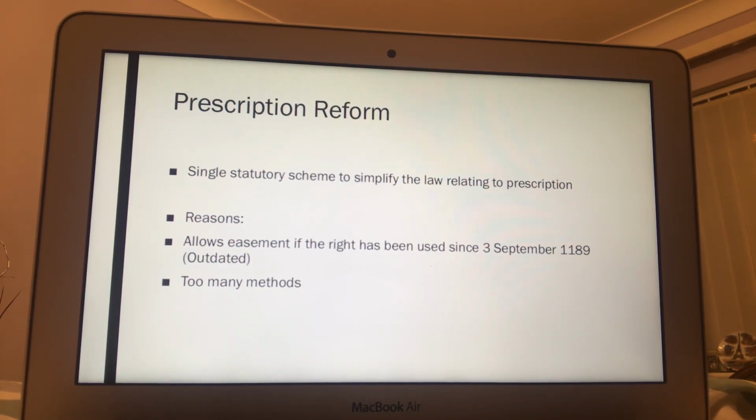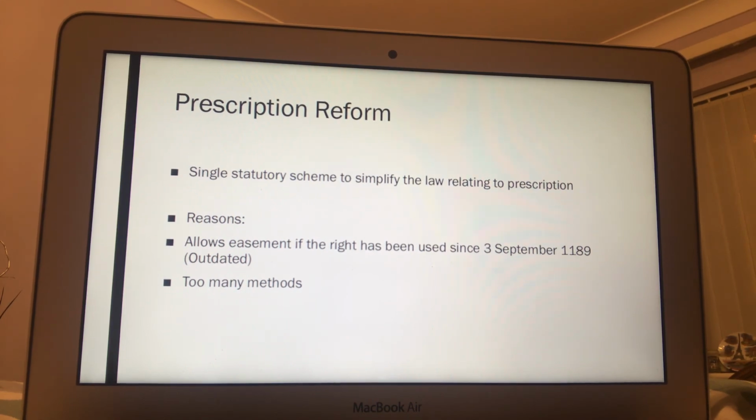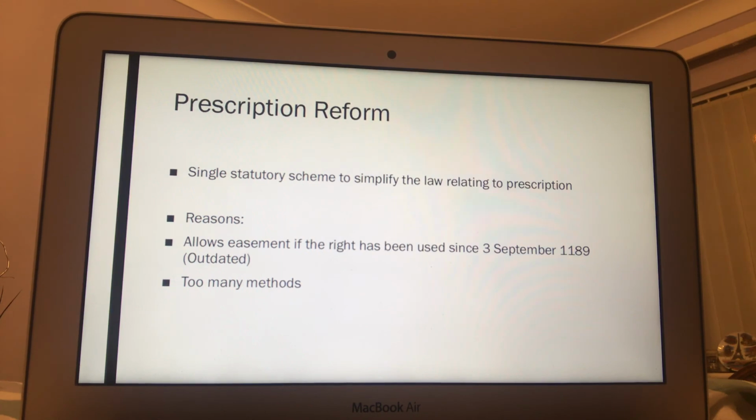Prescription reform. Forming easements through prescription has been deemed outdated and difficult. The Law Commission have recommended that there be an introduction of a single statutory scheme to simplify the law. Firstly, one problem with common law prescription is the requirement of the right having been used since the 3rd of September 1189. Having this time frame from hundreds of years ago seems to be arbitrary and obscure. Getting rid of this time frame seems logical.